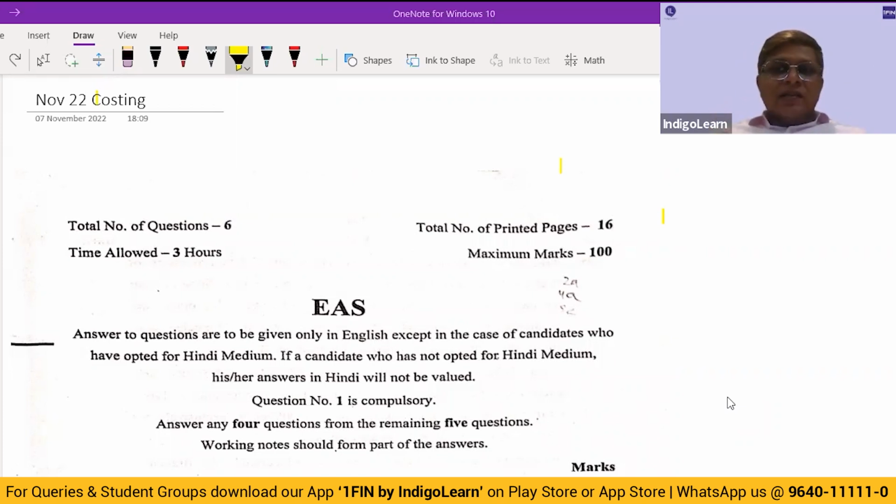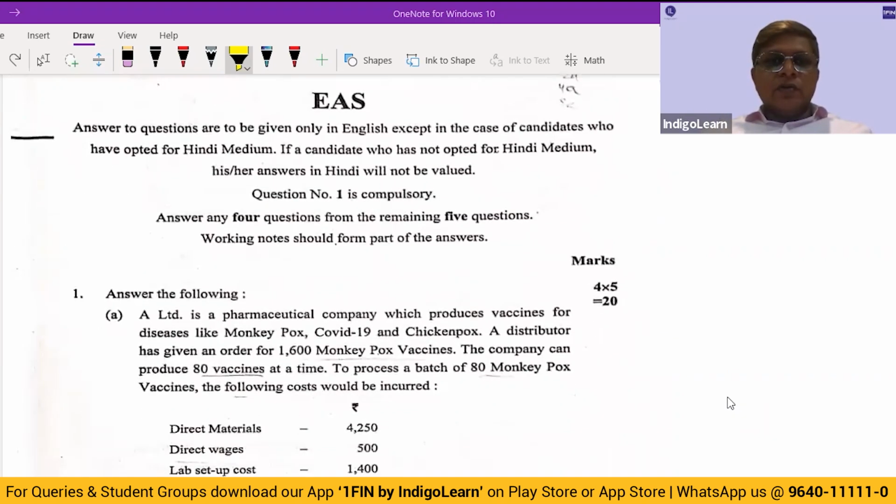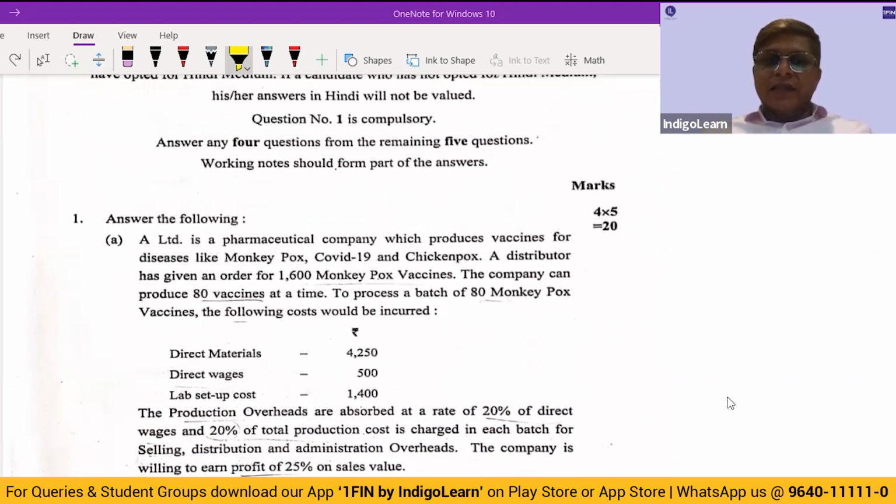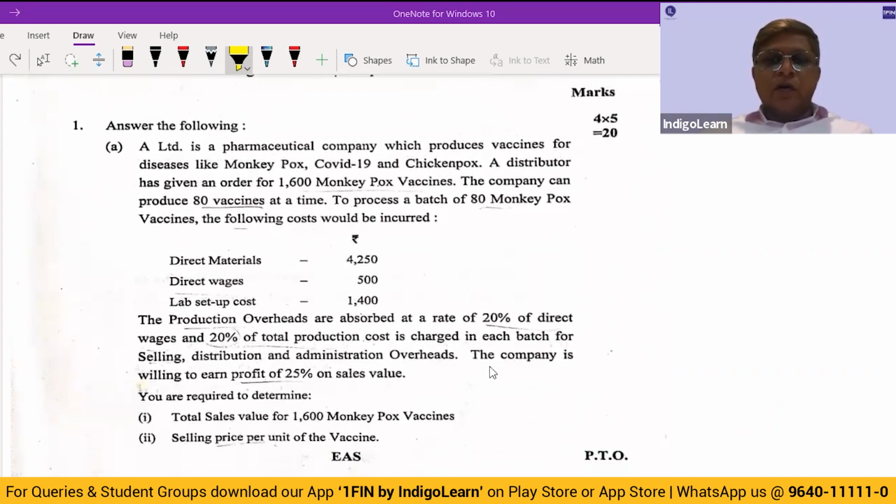So the objective here is we are not going to solve the questions one by one. We are just going to understand what is the complexity involved, what are the type of questions that the institute is asking, and what is the kind of preparation that we should be having. All right. Now, the first question that we have is from batch costing.